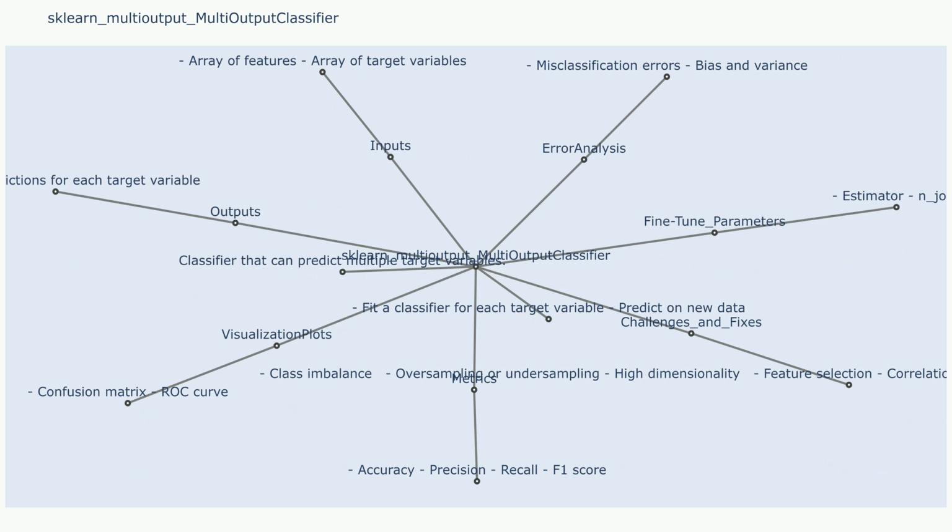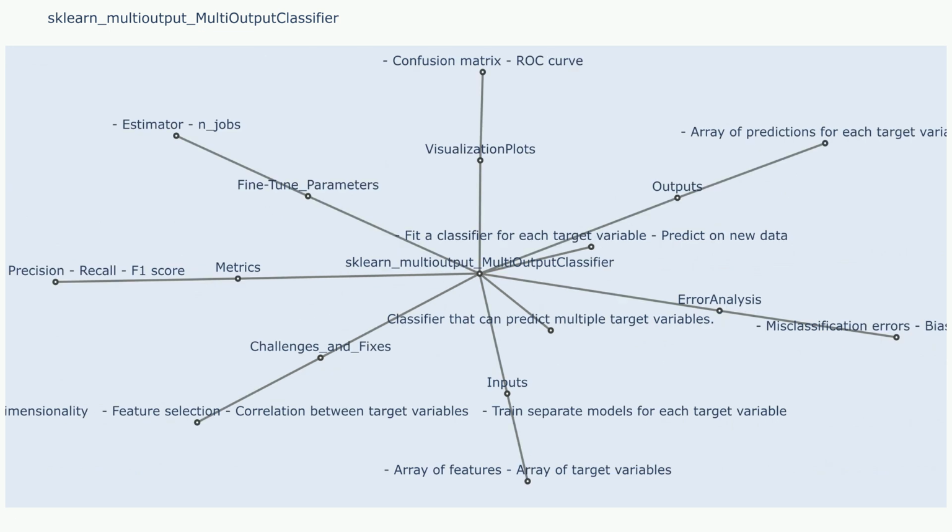Fine-tune parameters. Parameter 1. Explain in detail. Estimator parameters. You can fine-tune the parameters of the base estimators used within the multi-output classifier, such as the number of trees in a random forest classifier or the regularization strength in a logistic regression. Parameter 2. Explain in detail. n_jobs.